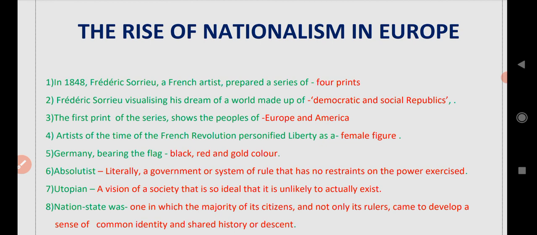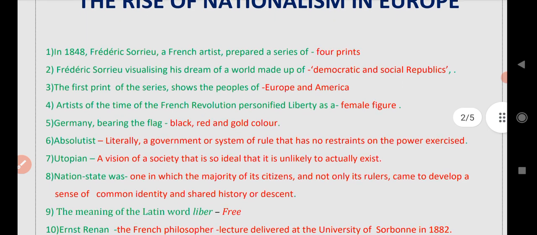In 1848, Frédéric Sorrieu, a French artist, prepared a series of 4 prints, visualizing his dream of a world made of democratic and social republics. The first print of the series shows the people of Europe and America. Artists of the time of the French Revolution personified liberty as a female figure. Germany is shown bringing the flag in black, red, and gold color.